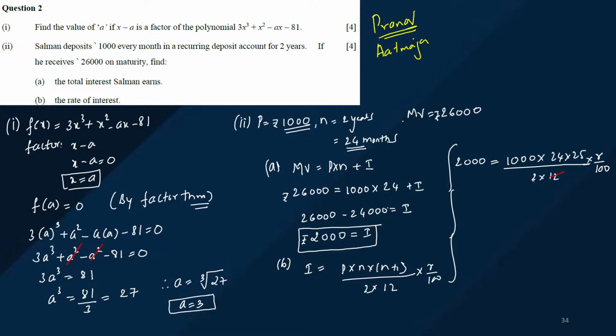So these get cancelled, these two zeros and two zeros will get cancelled over here. Are you all getting it? So now what I'm left with is 2,000 rupees divided by 10 and 25 is equal to R. This and this will get cancelled. So 25 ones are 25, eights are 200. Therefore the rate of interest is 8% per annum.